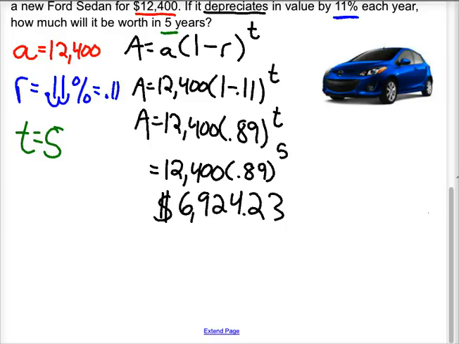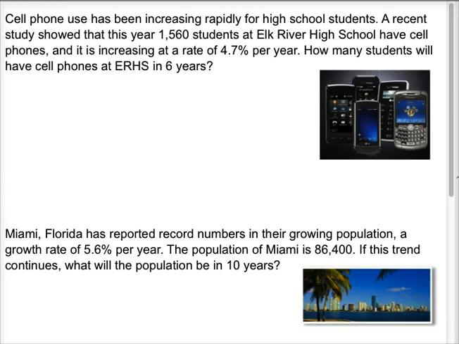All right, let's try another one. Cell phone use has been increasing rapidly for high school students. A recent study showed that this year 1,560 students at Elk River High School have cell phones, and it is increasing at a rate of 4.7% per year. How many students will have cell phones in 6 years?